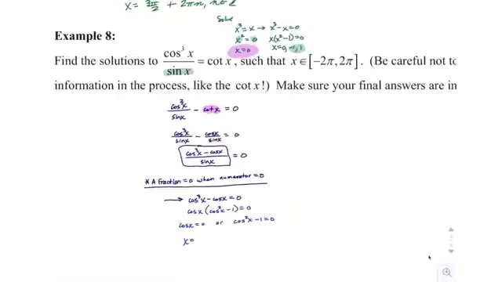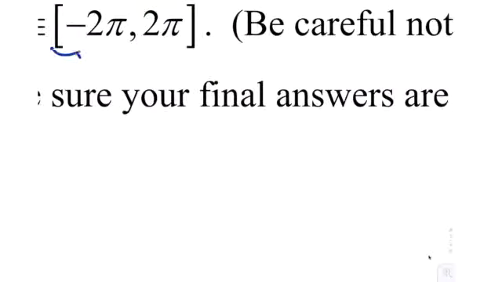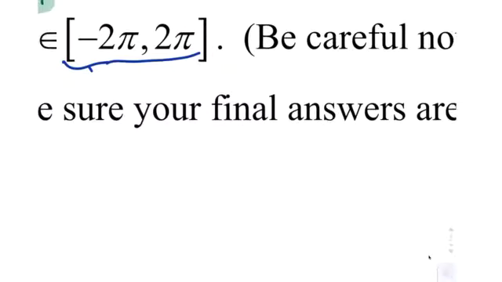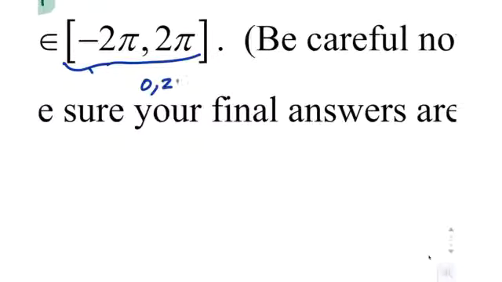Now, remember what our interval was? Negative 2 pi to 2 pi. So I can find all the ones from 0 to 2 pi, like I'm used to. And then how do I get the ones from negative 2 pi to 0? Subtract the full rotation. Yeah, I'll subtract the full rotation.